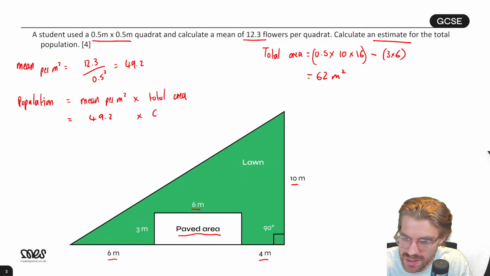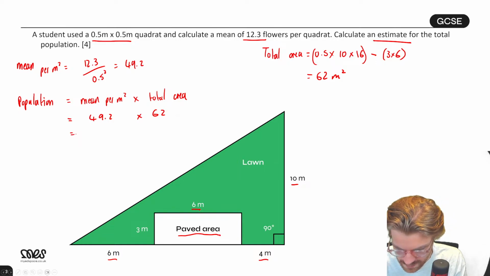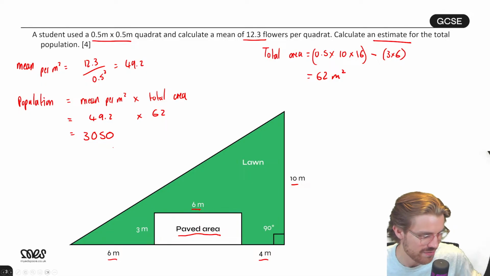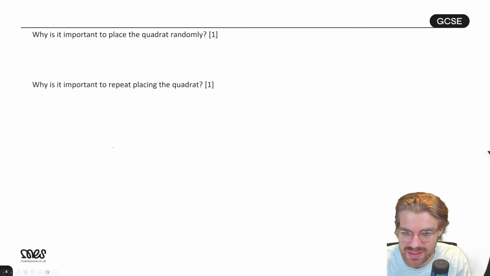So then our mean per meter squared is 49.2. Our total area is 62 meters squared. Multiply them together, and we get a total population of 3,050 to the nearest whole number, because you can't really have half a daisy, can you? All right, let's have a little look. So that's our maths done.